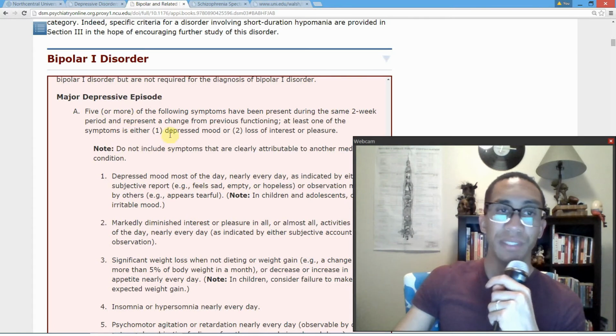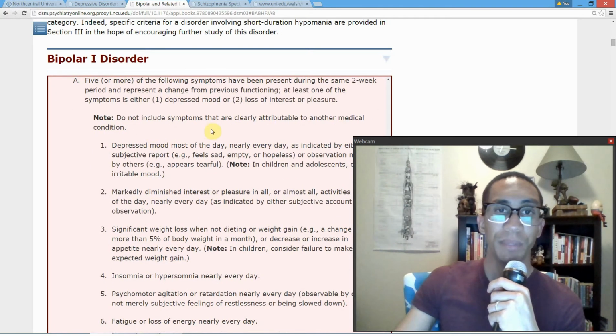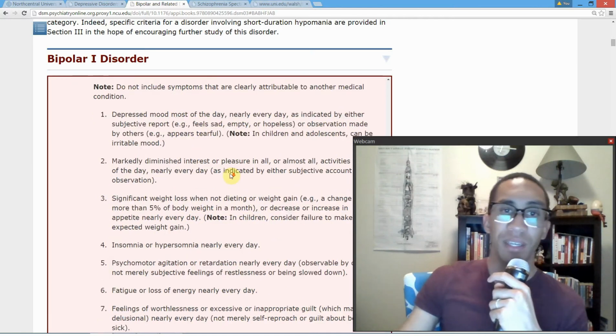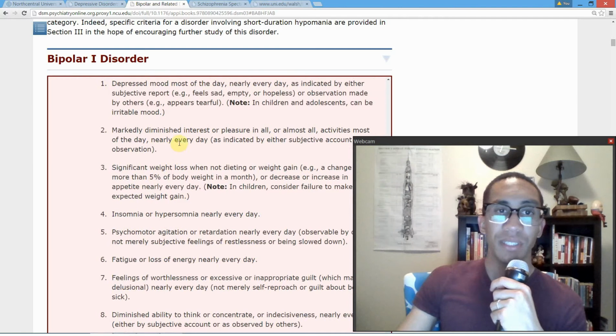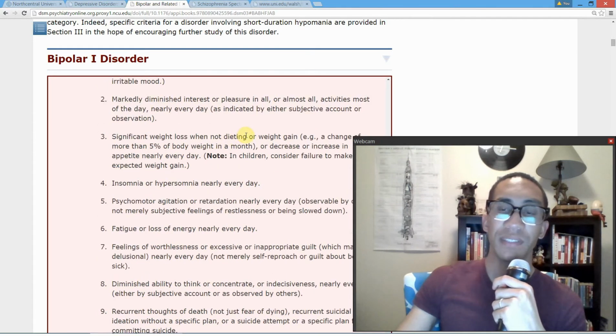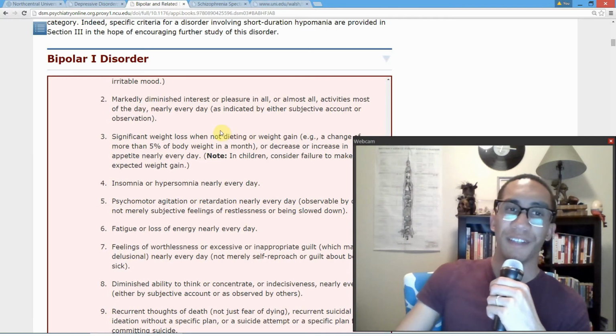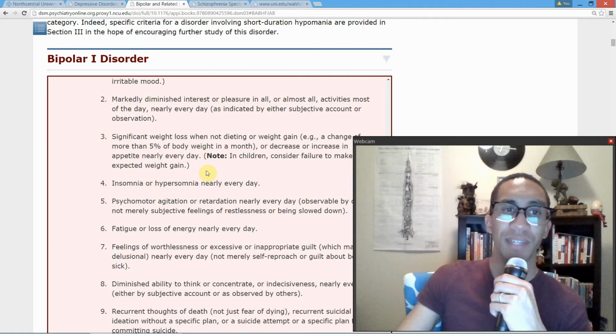Five or more of the following symptoms for a 2-week period. At least one of the symptoms, either depressed mood or loss of interest. So depressed mood definitely happens for most of the day. Markedly diminished interest or pleasure in all or almost all activities. She didn't really want to do anything. Though she was a writer and she was kind of moody, so, I don't know. You'd have to ask her how she feels about that.